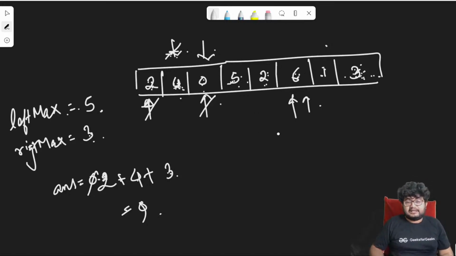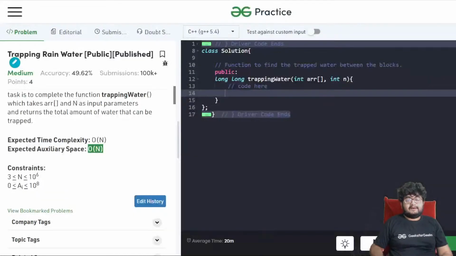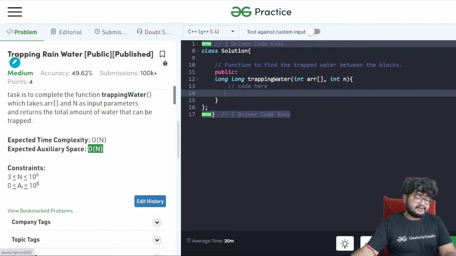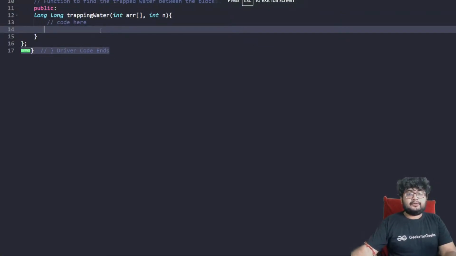So this is the logic. We'll write the order of n code only. This will be for your homework: how can you do it in order of one space complexity, right? So how do we do this in order of n? We'll maintain the two things.